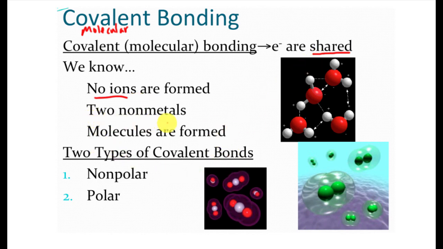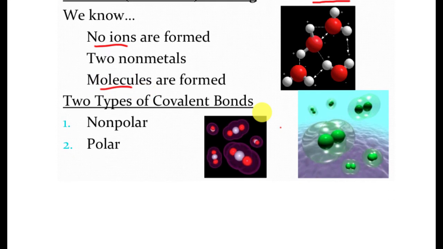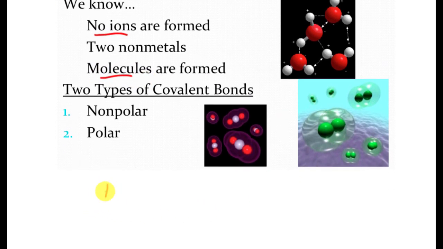This is always going to be between two nonmetals, and it's going to form molecules. No ions are formed here. Okay, so we form molecules. All right, so when we have something like water come together to form, the hydrogen has an electron. Well, oxygen has an empty space for its electrons. We'll talk more about this when we get to Lewis structures.